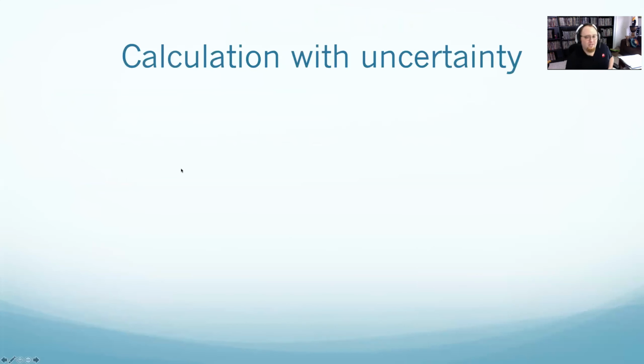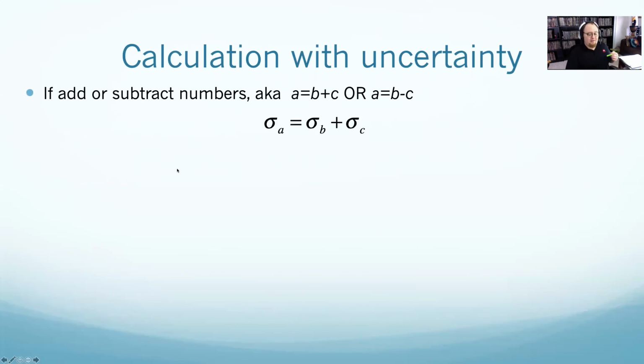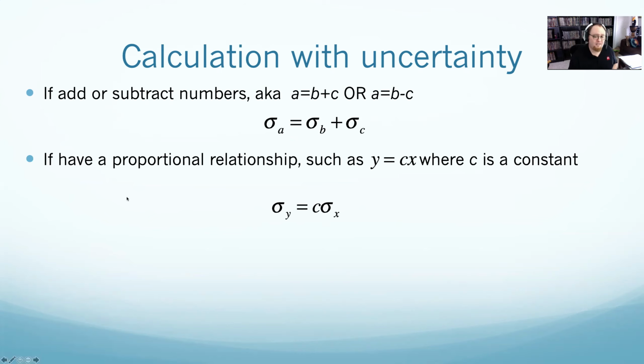Whenever you do a calculation with uncertainty, if the numbers are added or subtracted, if you have A equals B plus C or A equals B minus C, you just add together the uncertainties. The uncertainty in A is the uncertainty in B plus the uncertainty in C. If you're multiplying a number by a constant, such as y equals cx, you can multiply the uncertainty by that constant. If y equals cx, the uncertainty in y is c times the uncertainty in x.